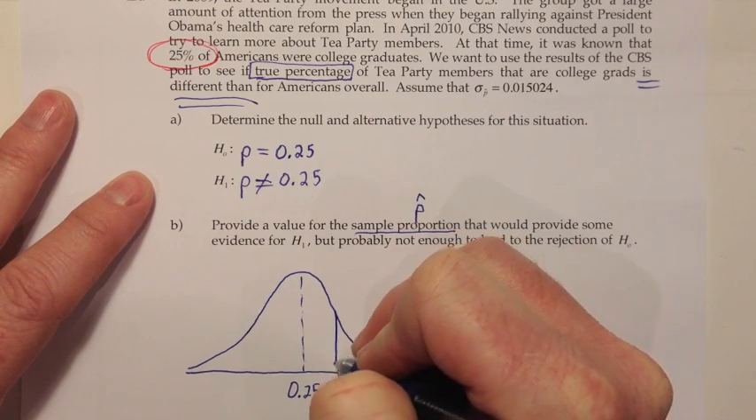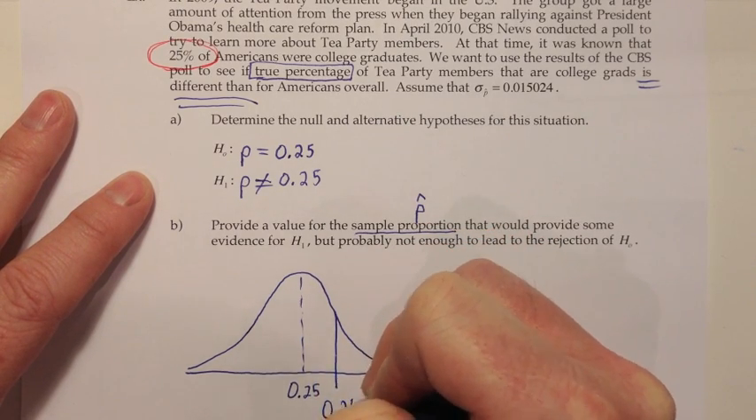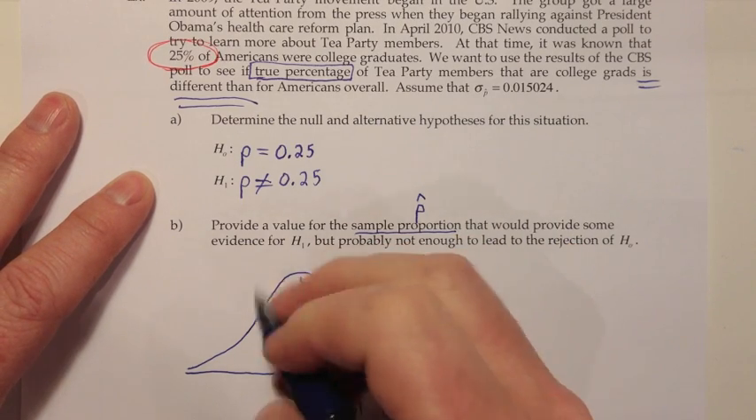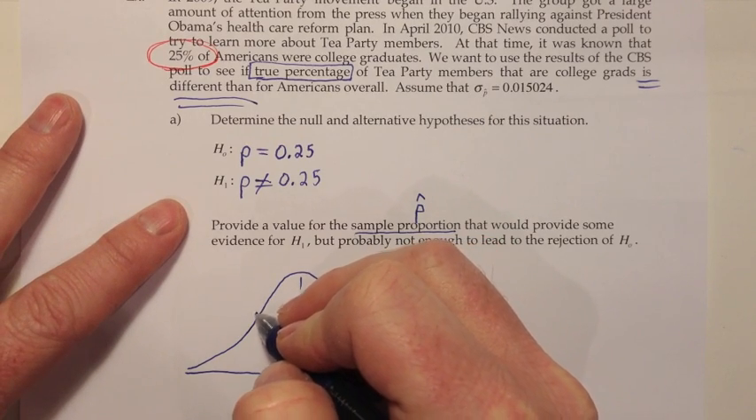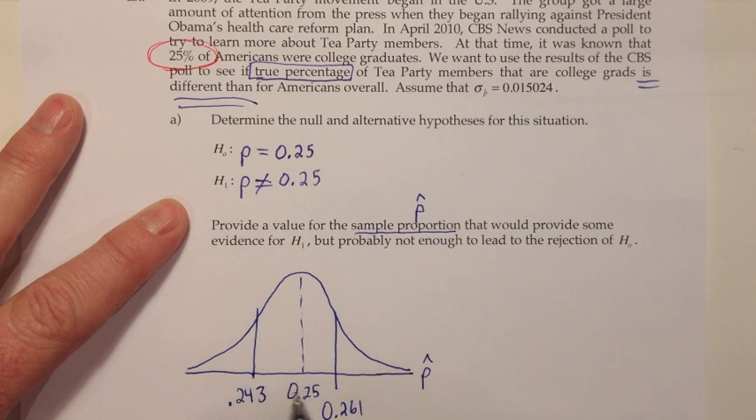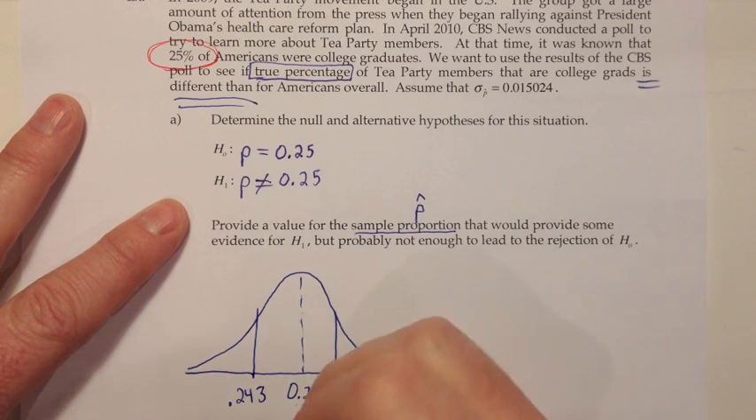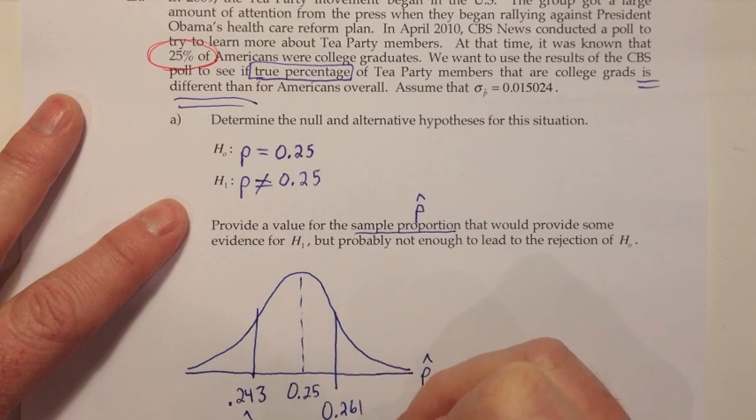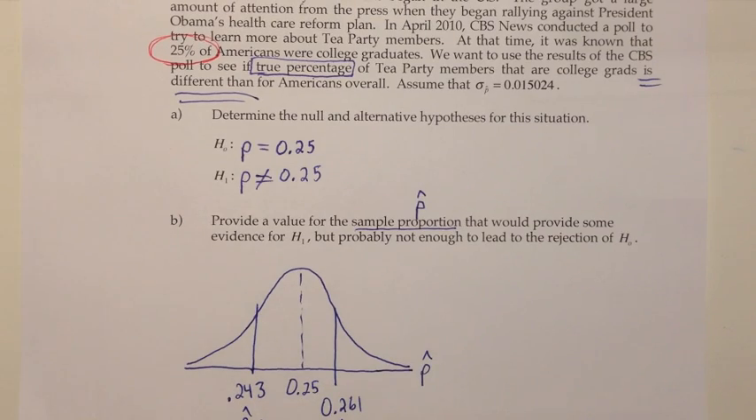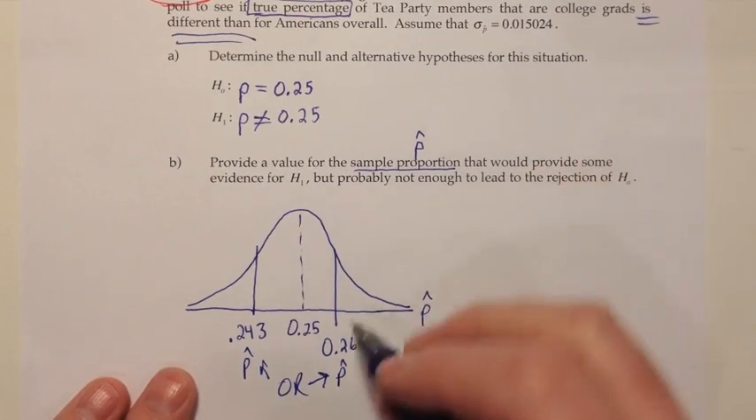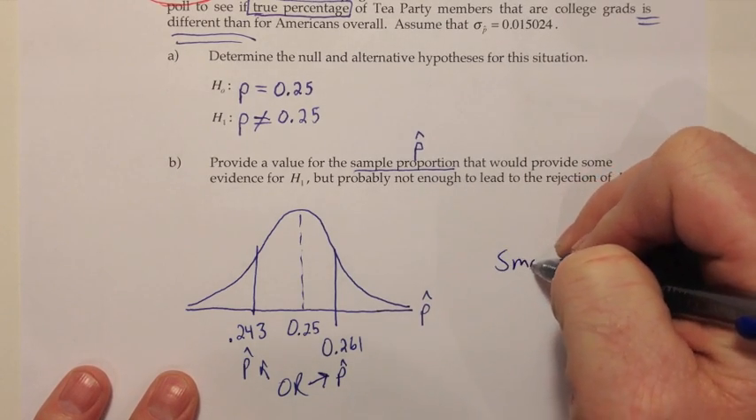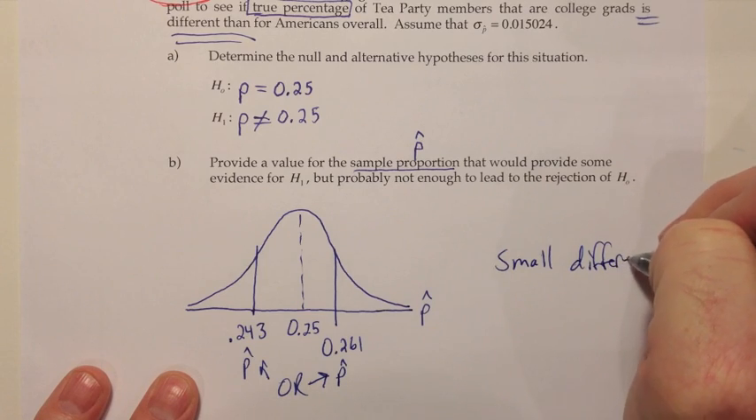So maybe if we got a p hat like 0.261, that's about 1.1% difference, smaller than a standard deviation. That would do it. Or maybe another option would be if we got something like 0.243. That would be just 0.007, definitely less than one standard deviation. So values of p hat like this or like this, and you couldn't get both, would be one or the other. But if you had either one of those, they would be weak evidence. And again, the idea is that these are small differences because they're less than one standard deviation away from the claim value, and small differences provide weak evidence.